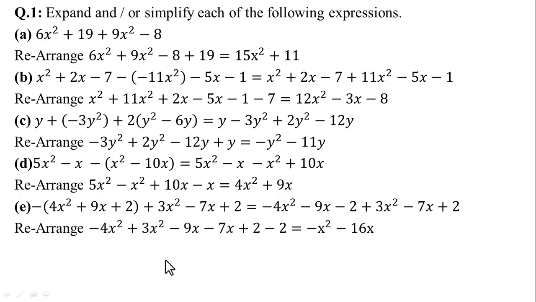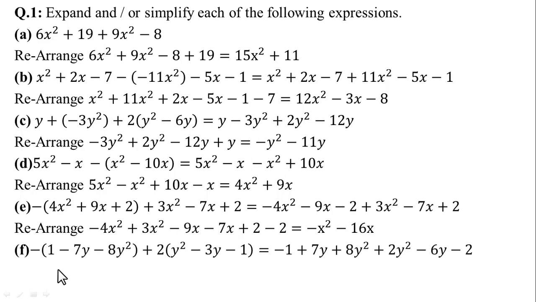Now rearrange the values, then minus 4x square plus 3x square minus 9x minus 7x plus 2 minus 2. Here minus 4x square plus 3x square is minus 1x square. Minus 9 minus 7, both are negative, so 9 and 7 are 16, so minus 16x. Plus 2 and minus 2 cancel each other. So the final answer of E part, minus x square minus 16x.